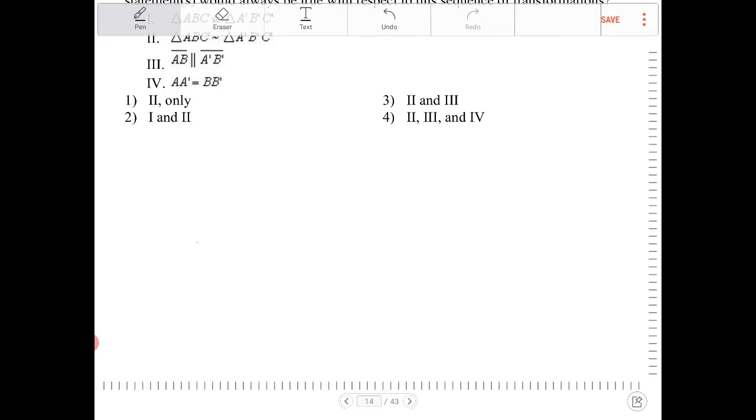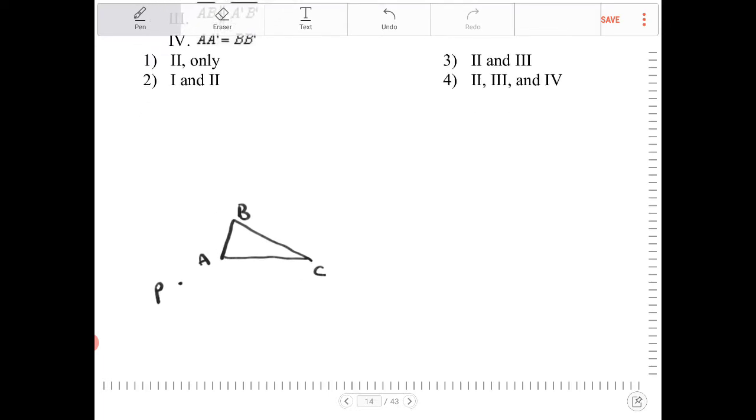So I have a triangle, and this is A, B, and C. And I will be dilating this, say, over this point over here, P. I don't want to bring point P too far away from triangle ABC, because what will result from that is a triangle that's going to be positioned really far away from the original triangle.